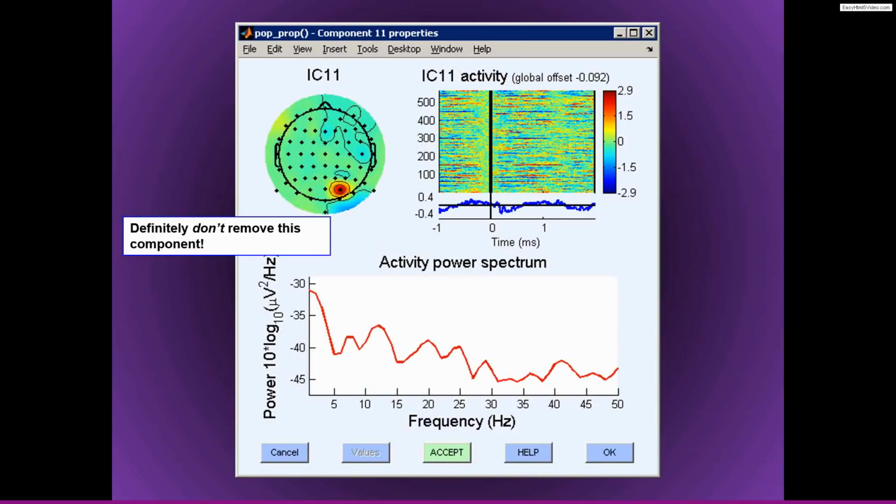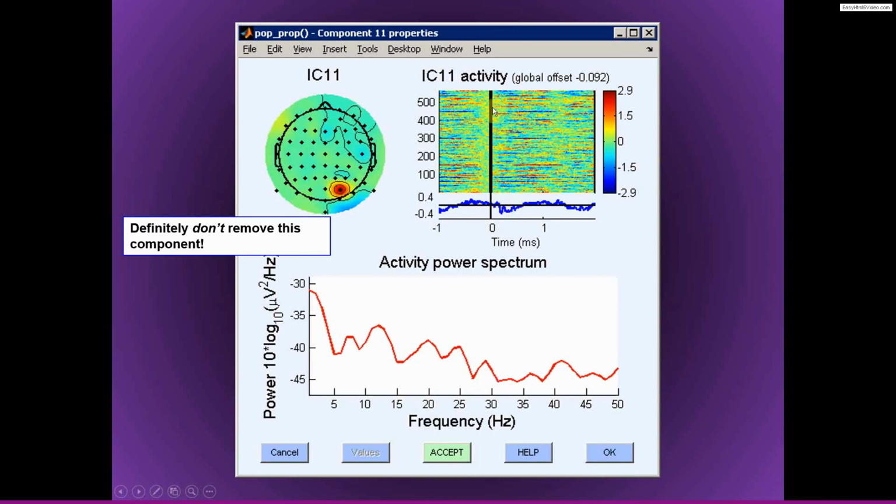Here's another example of a component. Here's something that looks suspicious initially because the entire component is basically driven by one electrode, so that makes me a little bit suspicious. But you look at the time course and it's very clear that there is a very beautiful time domain ERP response here.